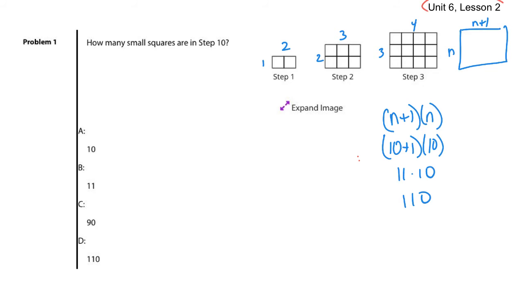Now on to lesson 2 problems. I showed my work on this first one. How many small squares are going to be in step 10? It is going to be 110. How I did it, I just tried to see the pattern, what was happening, and I noticed that one side was the same as my step number, the other side was one greater than my step number. I would multiply those two things together to get my number of squares, and so n plus 1 times n. If my step number is 10, plug in 10, and I got 110.